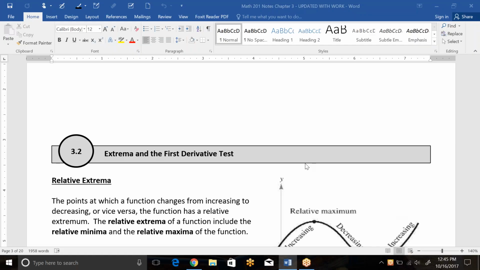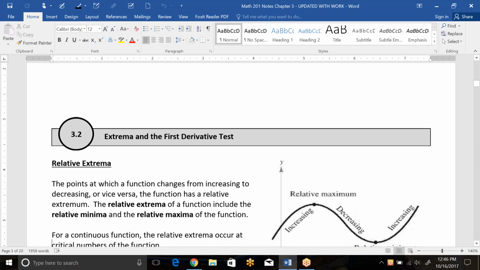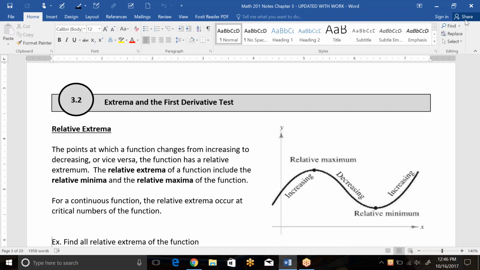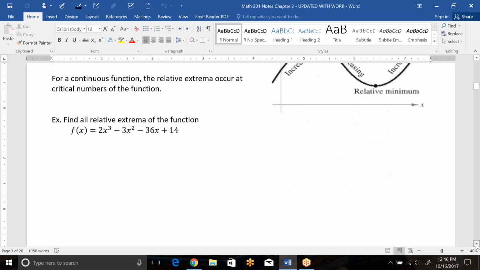All right, this is a video on extra examples from 3.2, extrema and the first derivative test. We're talking about relative extrema. These are, remember, places where you have a difference in increasing function to decreasing function or decreasing to increasing. If you go from increasing to decreasing on your function, you have what's called a relative or local maximum. If you go from decreasing to increasing, you have what's called a relative or local minimum. So we want to make sure we know how to find them.